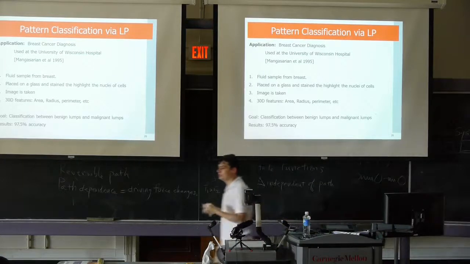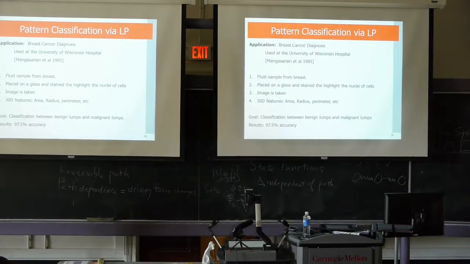This classification system based on linear programs is used in practice as well. For example, the University of Wisconsin used this method to do breast cancer analysis. They sample fluid from the breast, place the samples on glass and stain them to highlight the nuclei of cells. Then they take images of these samples, and for each feature, like the area and radius of the nuclei, they build a feature vector.